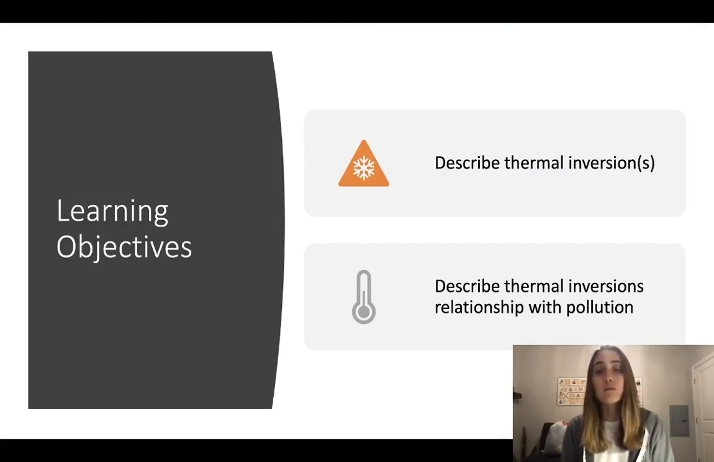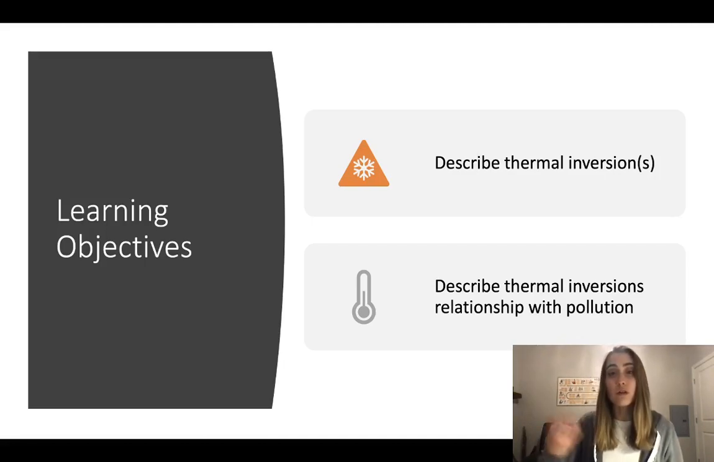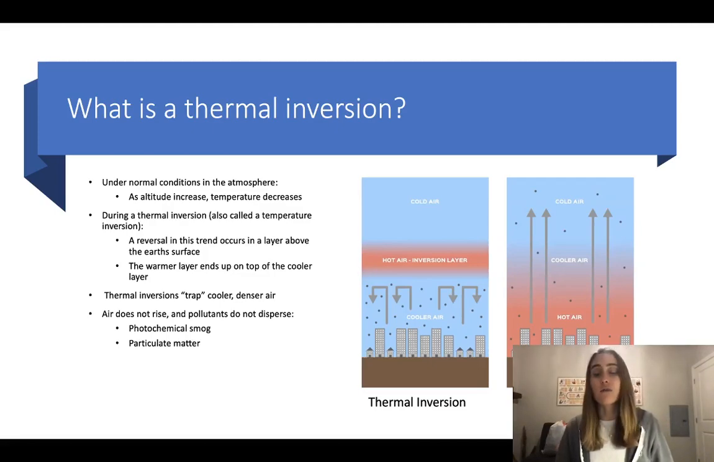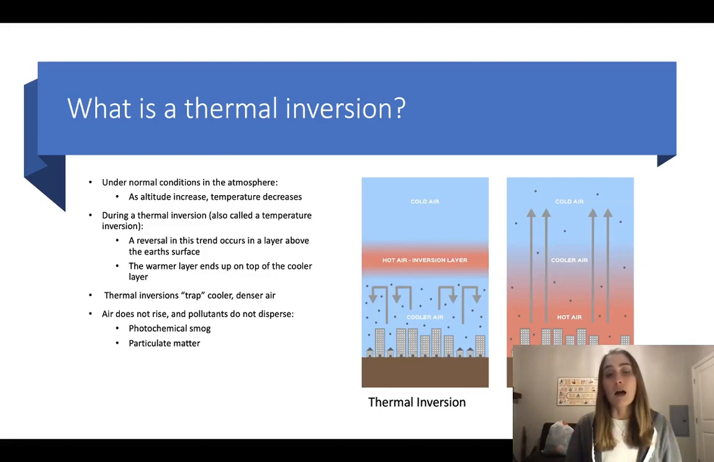So what are our learning objectives? To be able to describe thermal inversions and describe thermal inversions' relationship with pollution, which is why we care about them so much. Now, it's important to note that a thermal inversion is not anthropogenic. A thermal inversion is a weather phenomenon that is unrelated to anything that humans do. The impact that humans have on thermal inversions is the pollution aspect, and we'll talk about those.